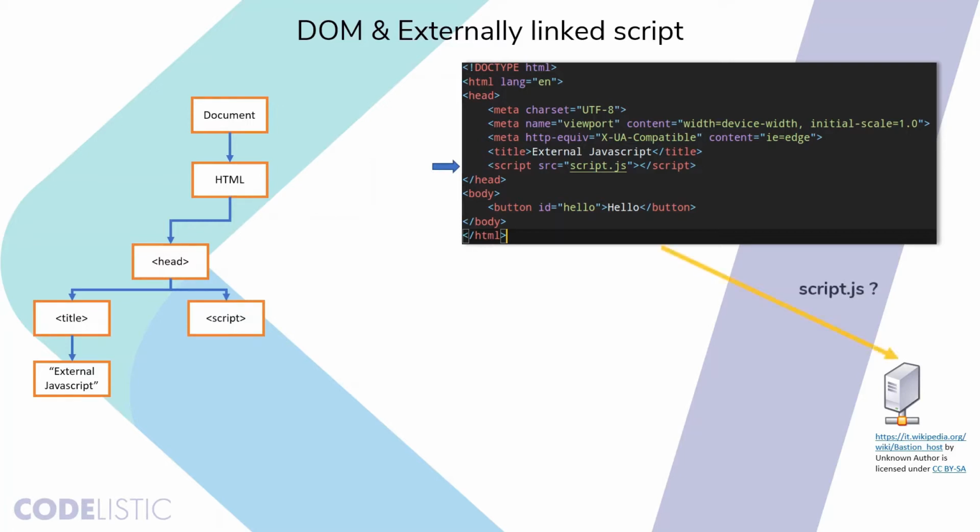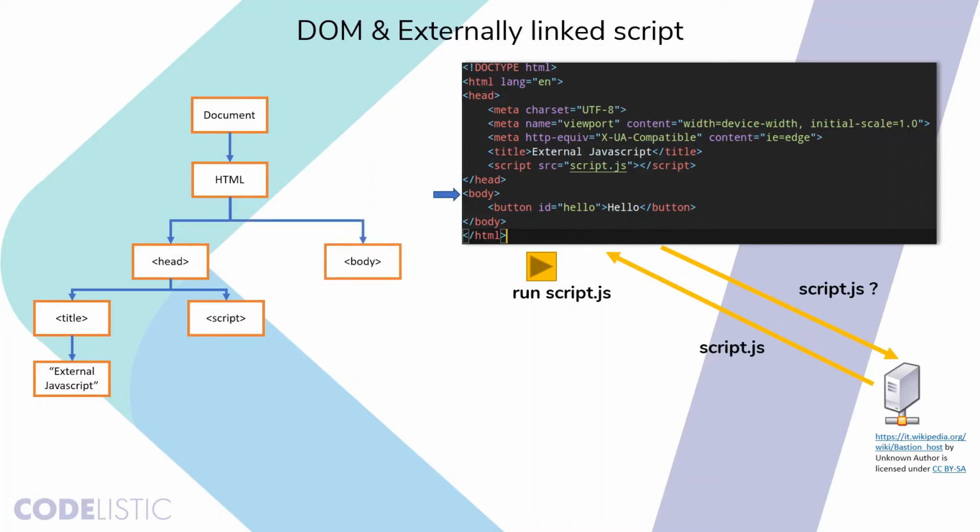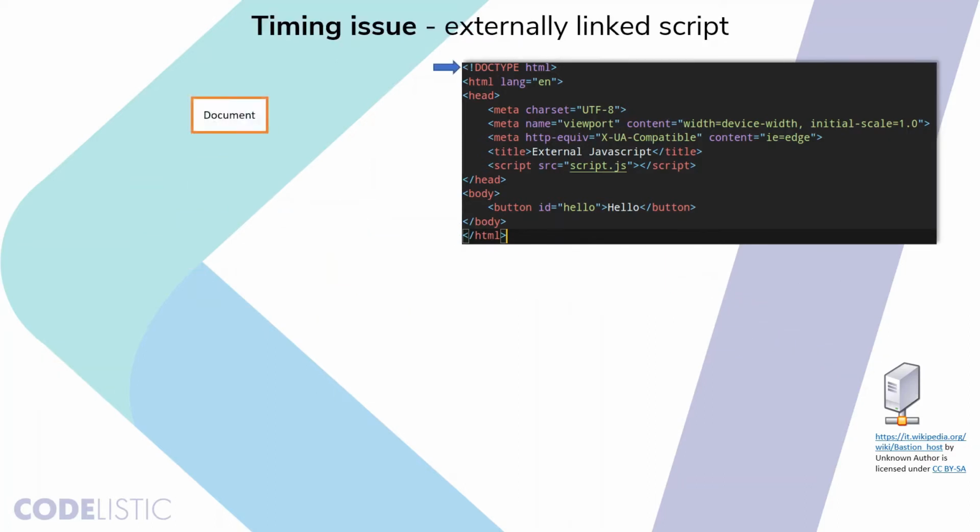Then it will go and download the script defined in the source attribute, here in this case script.js. And then after the script is downloaded, it will run or execute the whole script. Now after the script gets executed, it will then continue with parsing the HTML document and continue building the DOM. Now this can be problematic because of two reasons. And the first reason is timing.